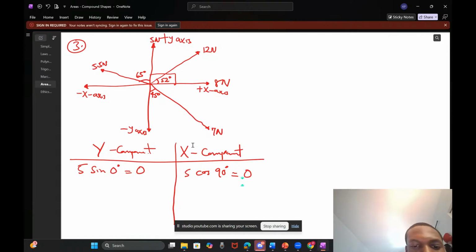So now the next one is 12 newtons. So I have 12 sine 52. I always say the angle that this line or this force makes with the x-axis is the angle that you always consider using. So we have sine 52, and it is a positive force because it's facing up. So it's going to be facing the positive y-axis.